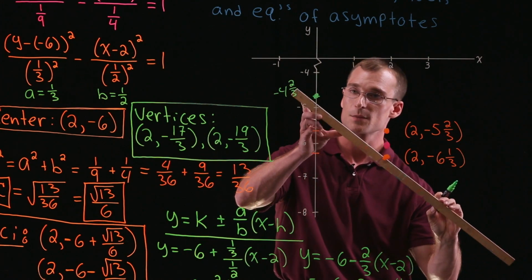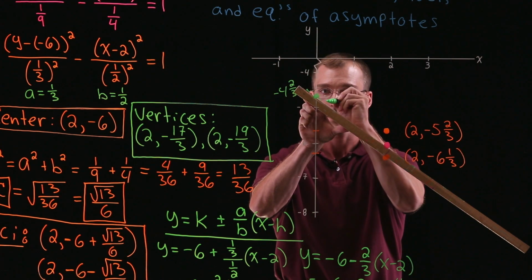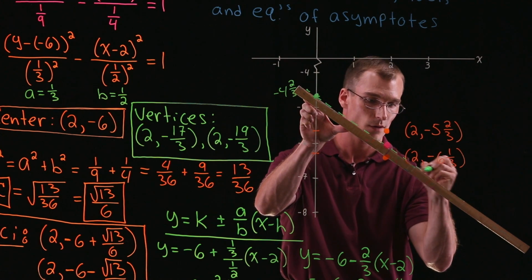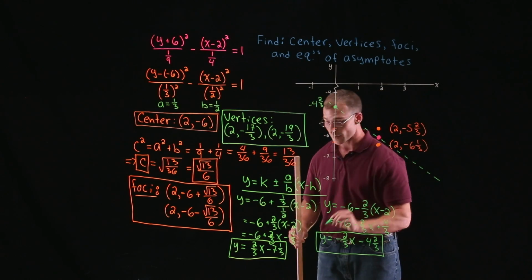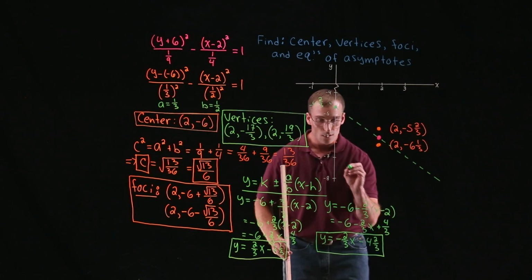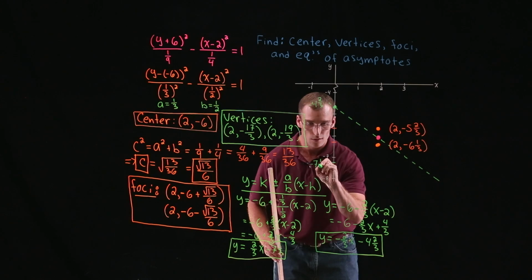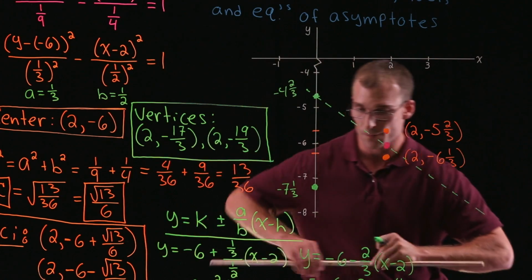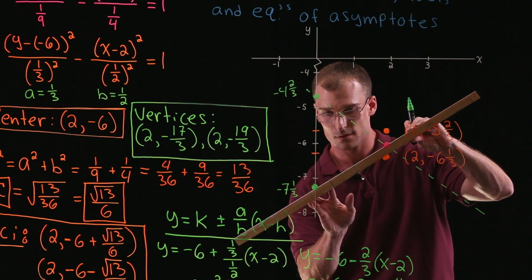So our asymptote will look something like this, going through that y-intercept and our center point. And next one, look at our other equation, 2/3 x minus 7 1/3. So minus 7 1/3, right about here, as the y-intercept of that asymptote. And so we'll draw that in, and it'll look something like this.